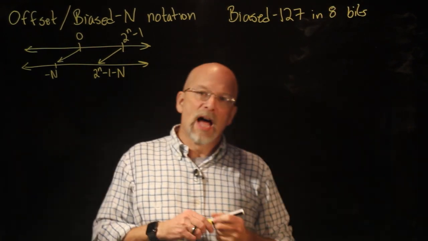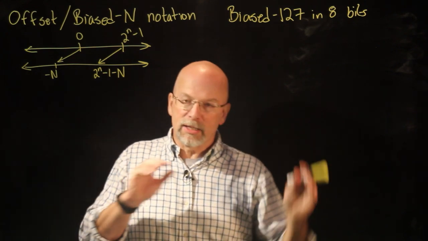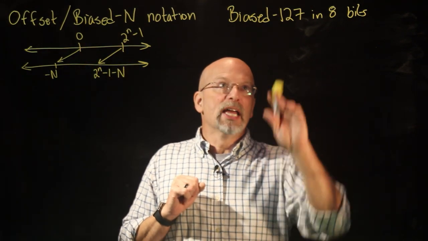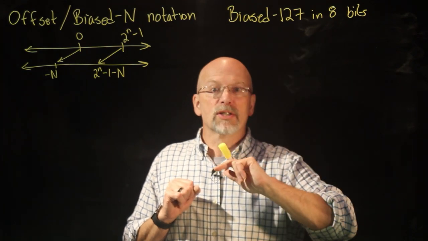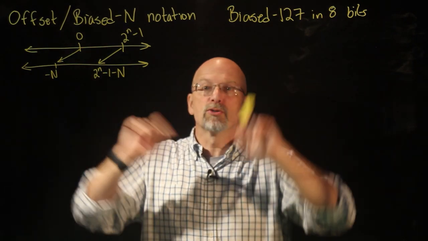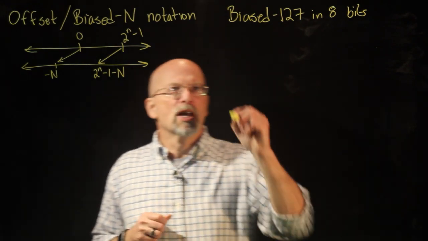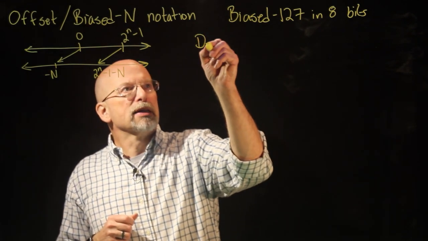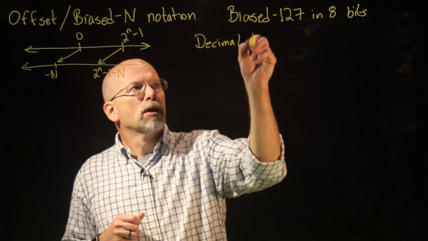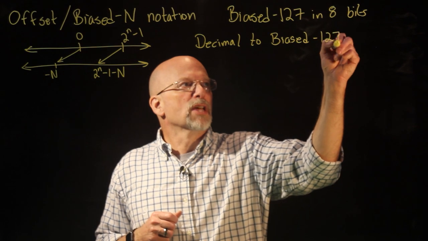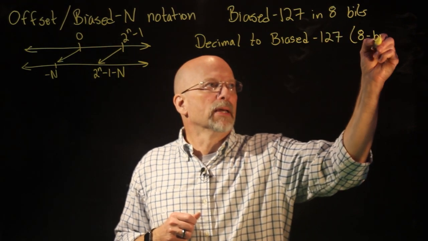All right, so I've got 8 bits, still using 8 bits, exactly that same number of patterns of ones and zeros, except this time, instead of the all zeros representing zero, the all zeros represents negative 127. And let's do some conversions. So let's first of all try decimal to bias 127, once again, 8 bit.